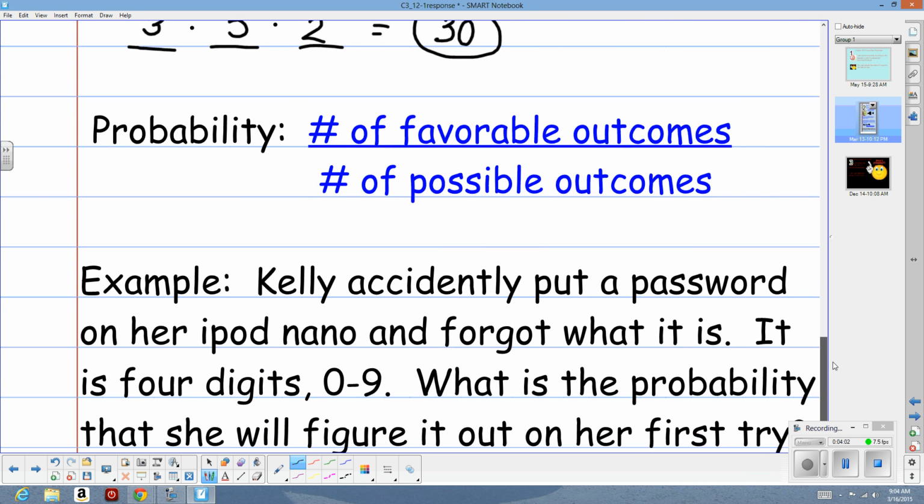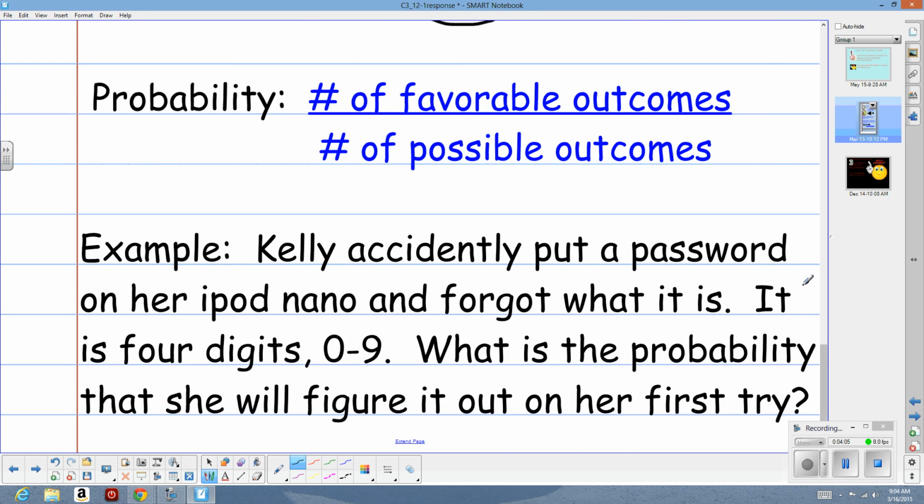Now, probability, remember, is the number of favorable outcomes out of the number of possible outcomes. Favorable meaning like what you want. Our last example is a true story. This is about my youngest daughter, Kelly. She accidentally put a password on her iPod Nano and forgot what it was. It is 4 digits from 0 to 9. What is the probability that she will figure it out on her first try?